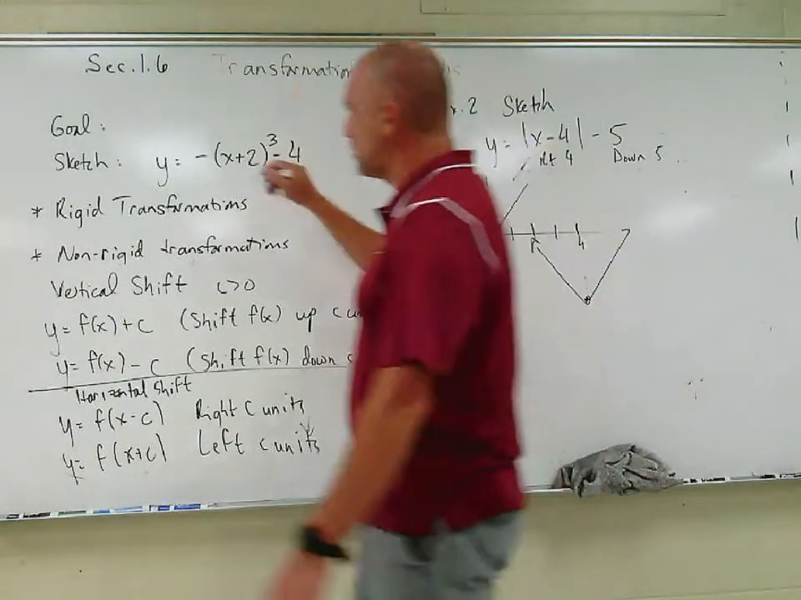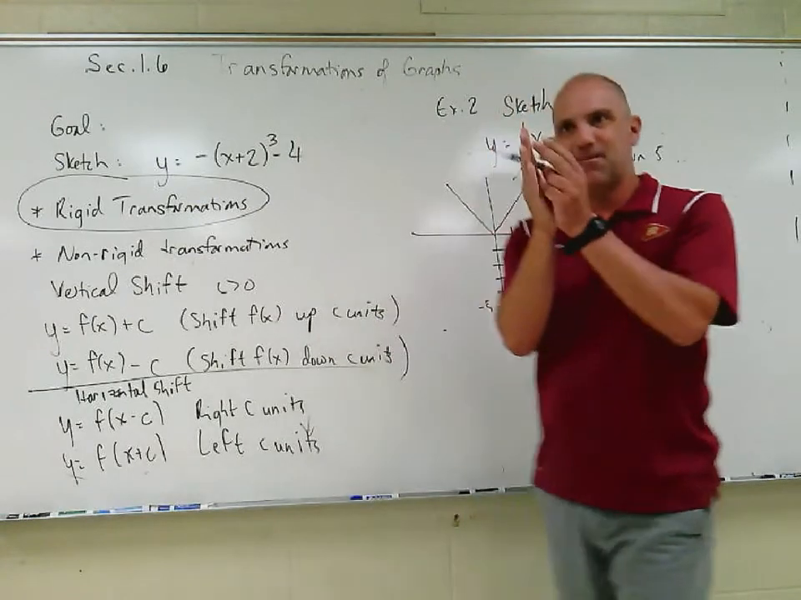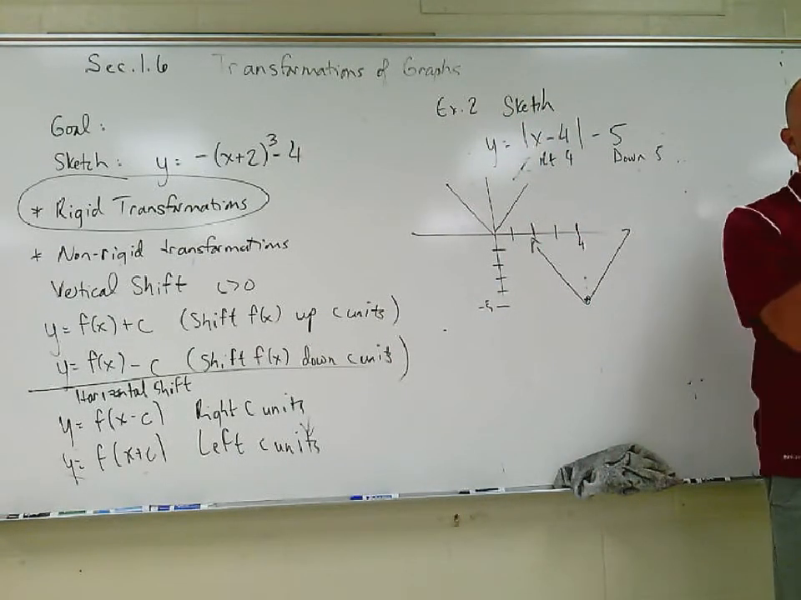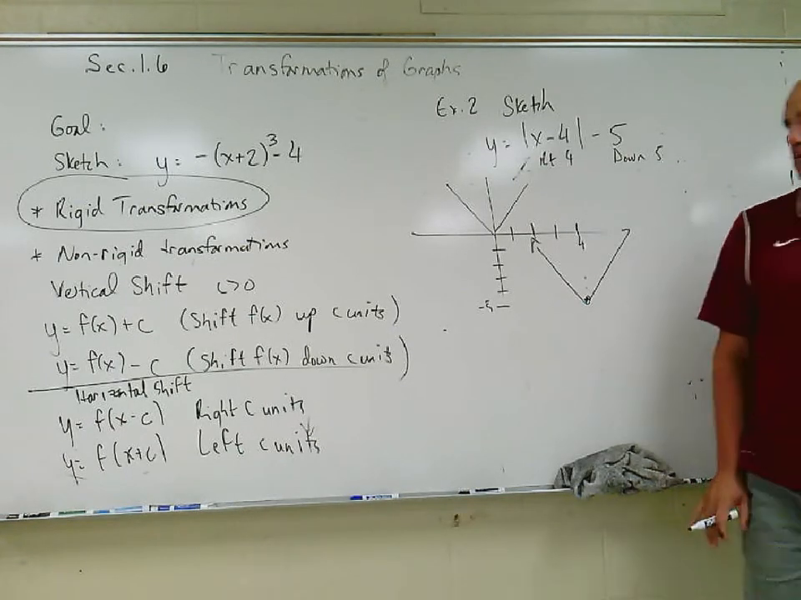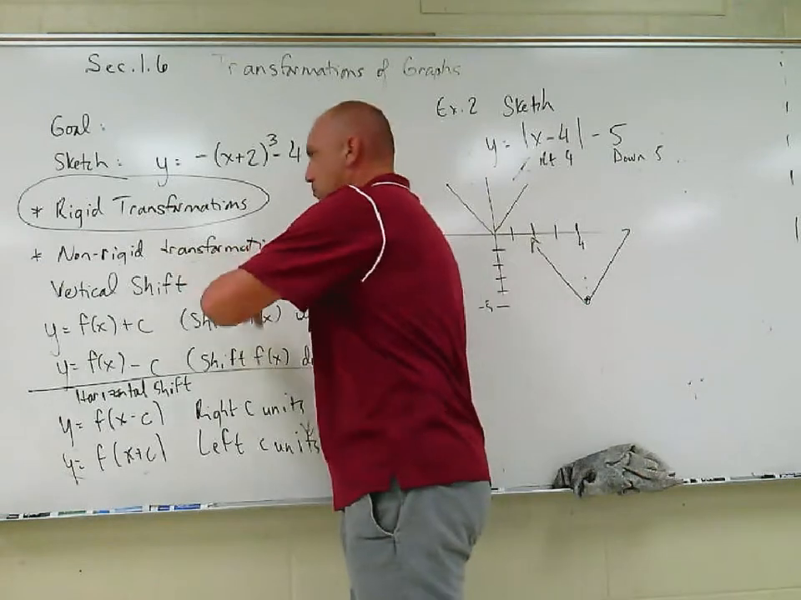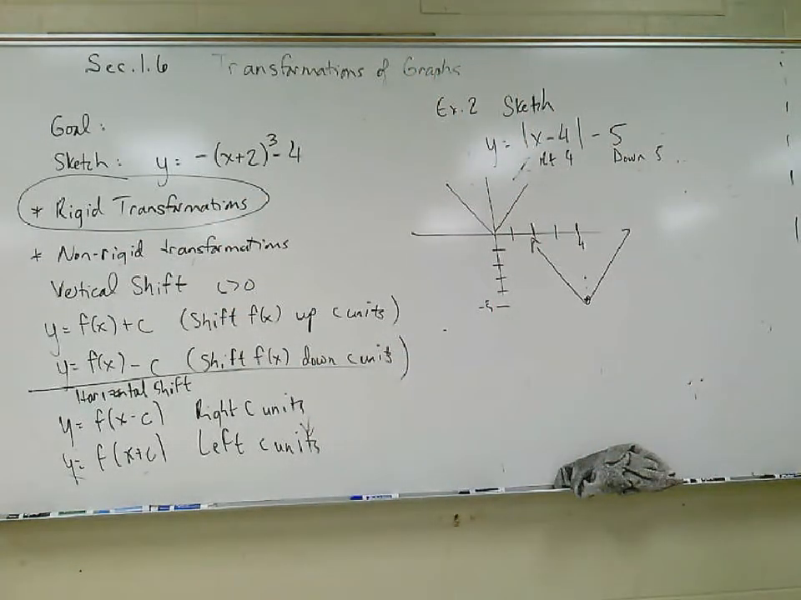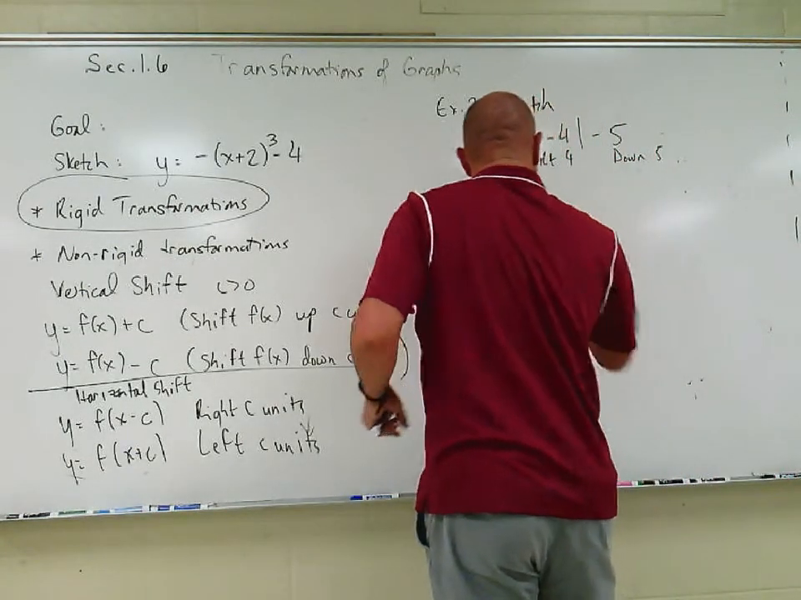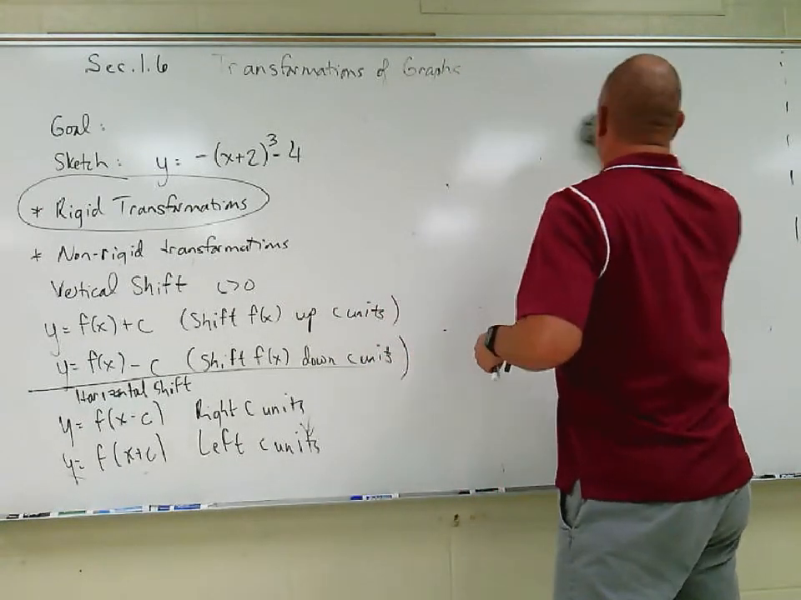So far, everything I'm showing you is called a rigid transformation. Rigid means that the actual shape of the graph isn't changing, it's just its location that is changing. So the shape is staying firm. The next lesson, we'll look at the non-rigid. I want to just get to this. All right, 2 more transformations, okay?